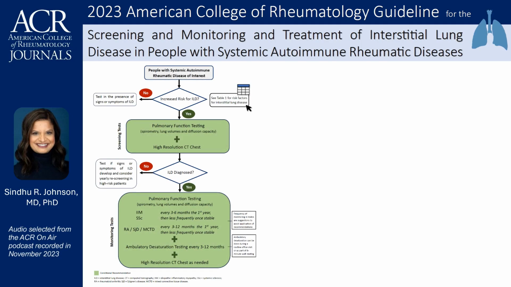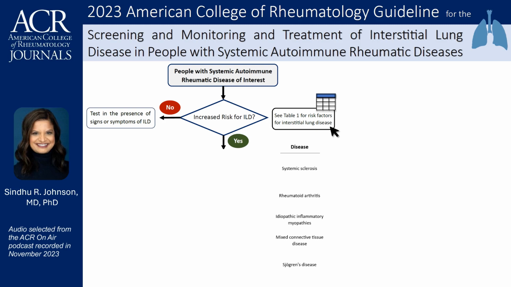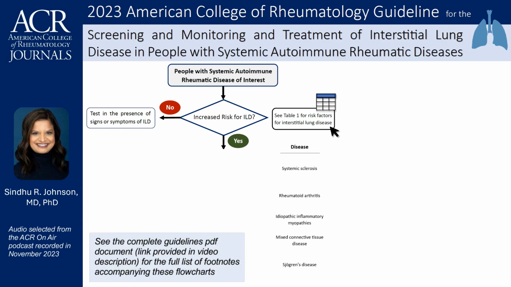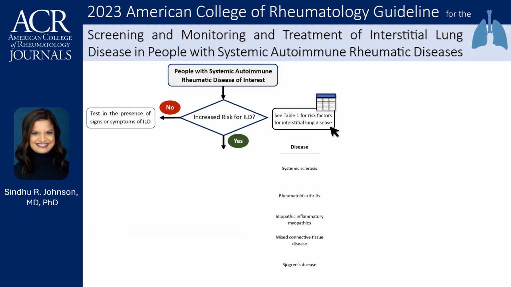This guideline applies to people with rheumatoid arthritis, systemic sclerosis, idiopathic inflammatory myositis, mixed connective tissue disease, and Sjogren's disease. The core team felt that of all of the rheumatic diseases, these 5 diseases are at highest risk of developing ILD. But it was also recognized that across these diseases and within each of these diseases, the risk of developing ILD and then the risk of ILD progression varies quite considerably.